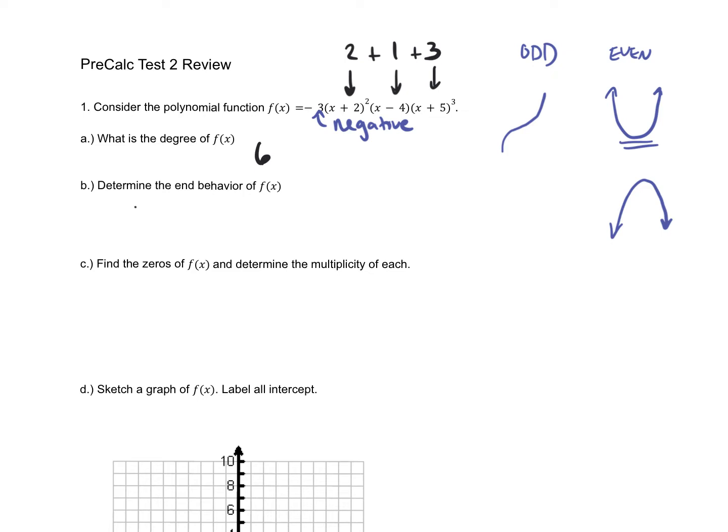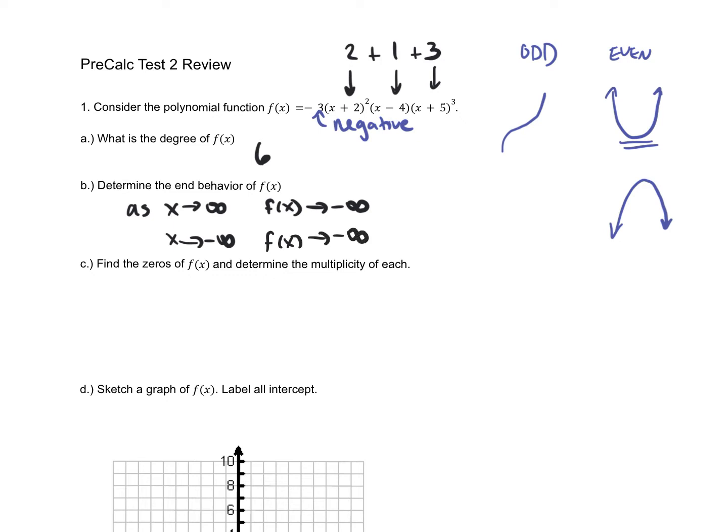So in this case, as x goes off to infinity, f of x is going to negative infinity. And that's also true as it goes off to negative infinity. You can see as this goes to negative infinity, it's also going down. So we'll say f of x goes to negative infinity.